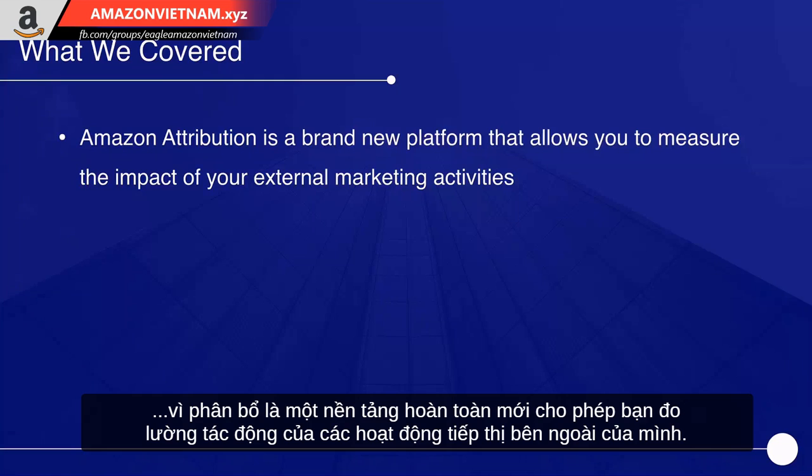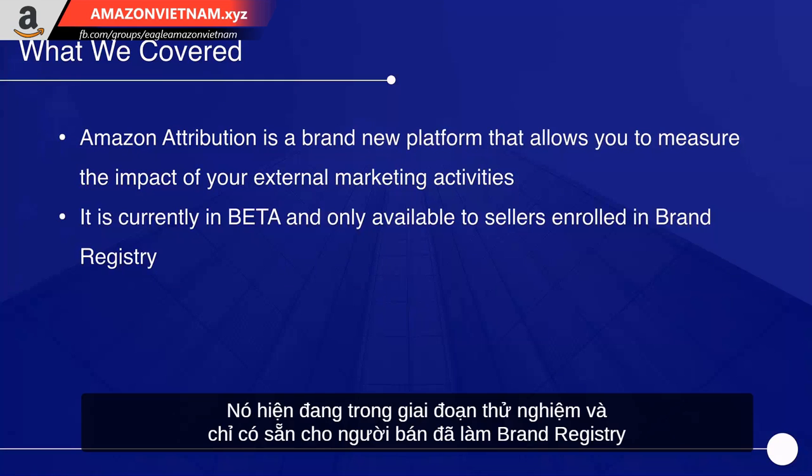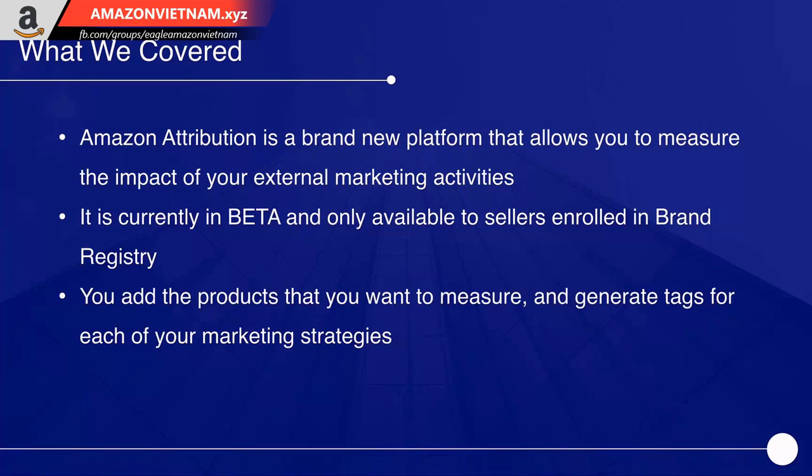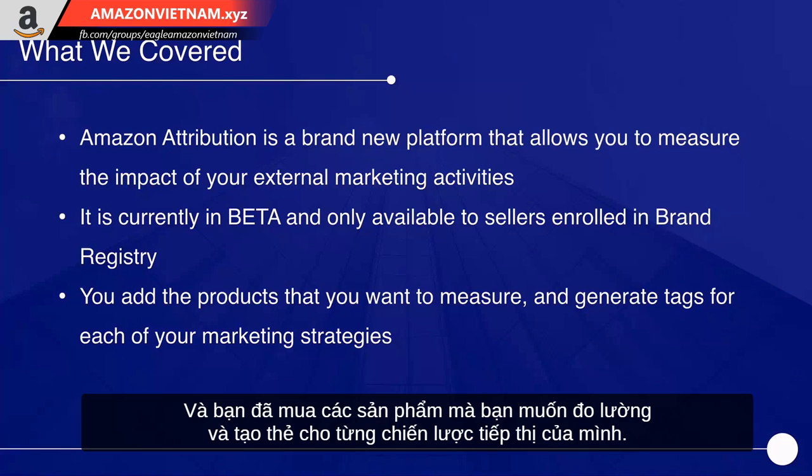So in this lesson we covered, Amazon Attribution is a brand new platform that allows you to measure the impact of your external marketing activities. It is currently in beta and only available to sellers enrolled in Brand Registry. And you add the products that you want to measure and generate tags for each of your marketing strategies.